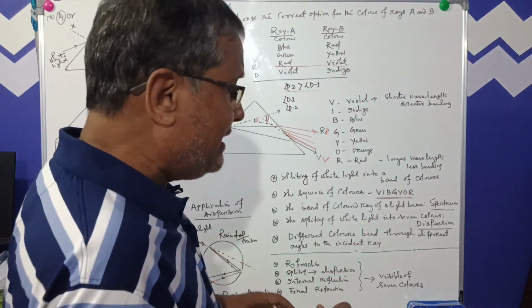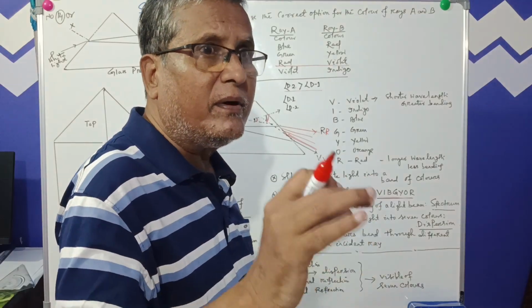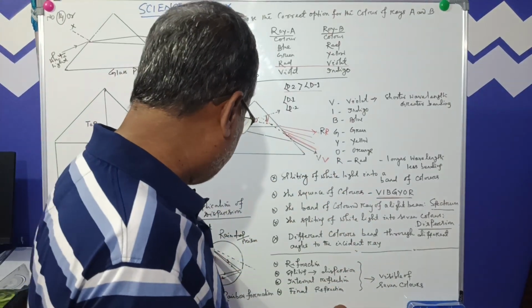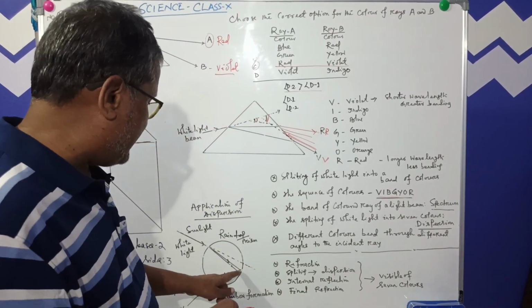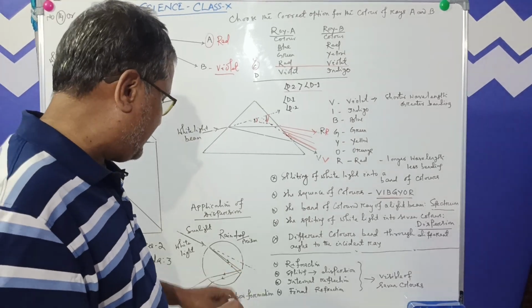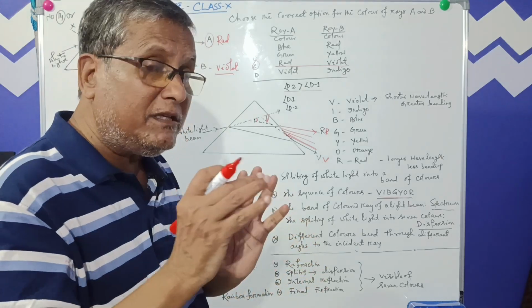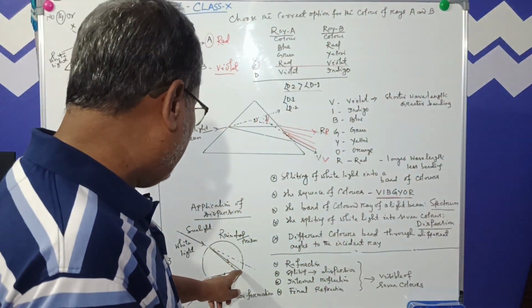Then the white light splits into a band of component colors, seven component colors. Now you see, this is the inner wall of the water droplet. This is spherical in shape. Mind it, this is spherical in shape. So what happens then?